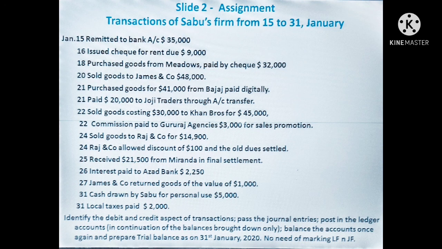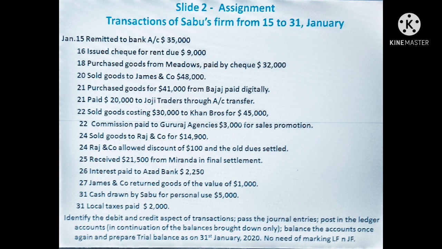On January 24, sold goods to Rajan Company for $14,900. Rajan Company is receiver, so to be debited. Sales income to be credited. Rajan Company debtor to sales account, $14,900. Next, Rajan Company allowed discount of $100 and the old dues is settled.